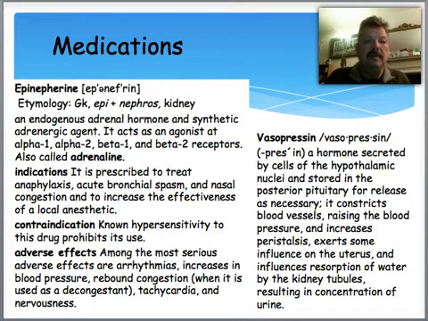Medications. Epinephrine is an endogenous adrenal hormone and a synthetic adrenergic agent. It acts as an agonist at alpha-1, alpha-2, beta-1, and beta-2 receptors, also called adrenaline. Indications. It is prescribed to treat anaphylaxis, acute bronchospasms, and nasal congestion, and to increase the effectiveness of a local anesthetic.